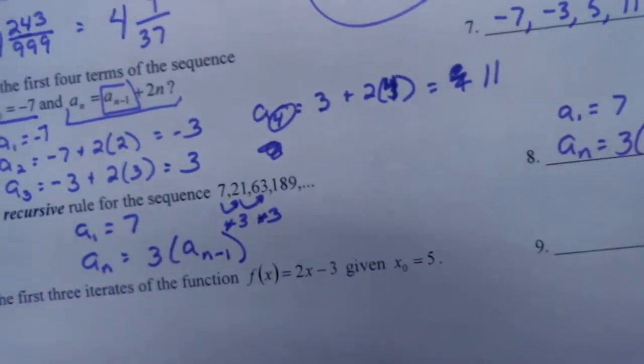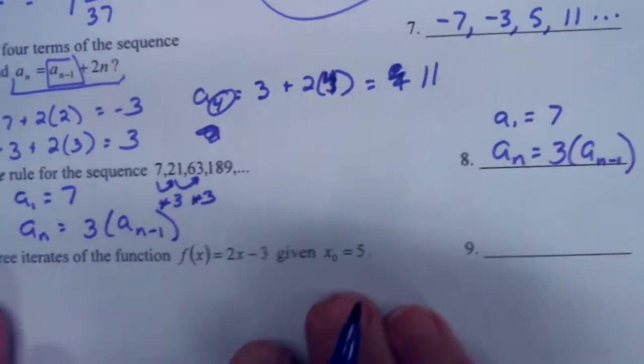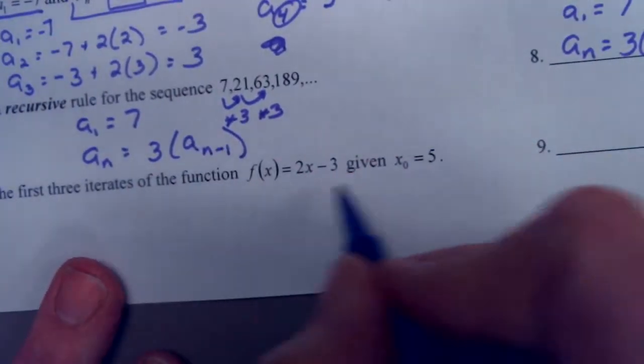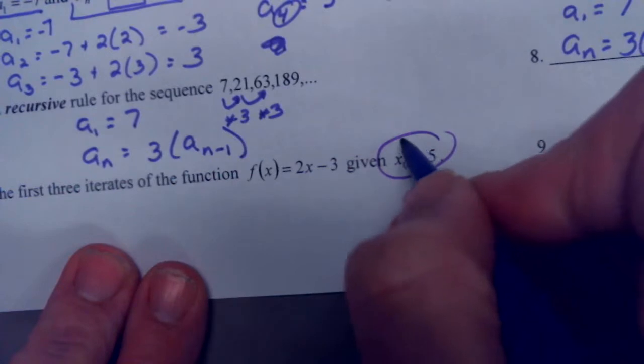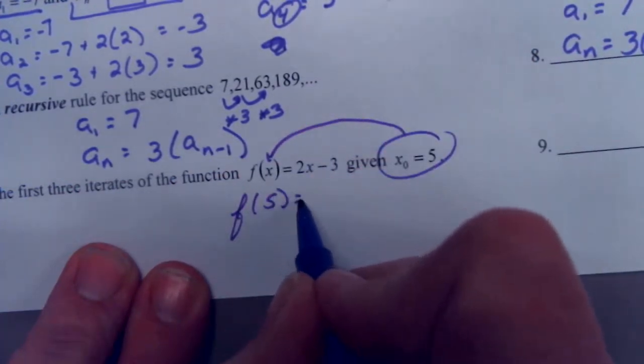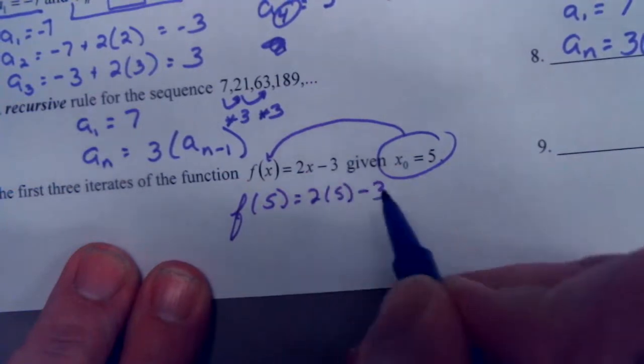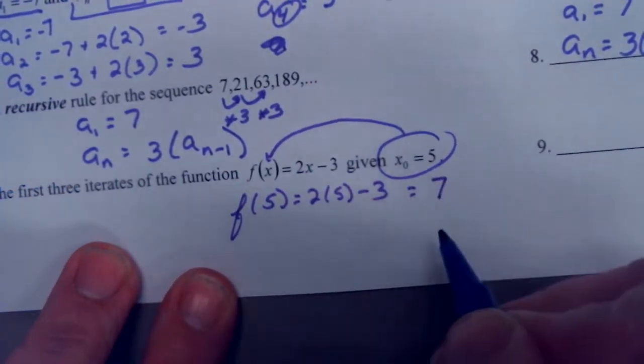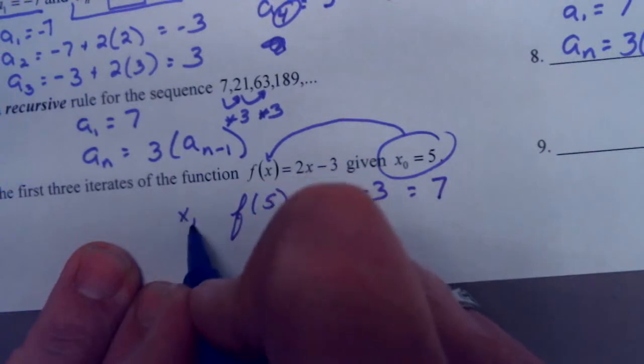All right. Now, number 9, the very last one. All we need to do is find the first 3 iterates of this. We start by putting in 5. f of 5 equals 2 times 5 minus 3 equals 7. That's x sub 1.